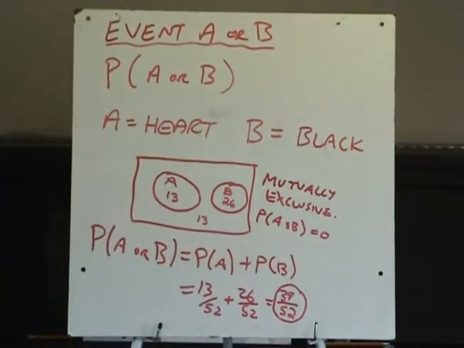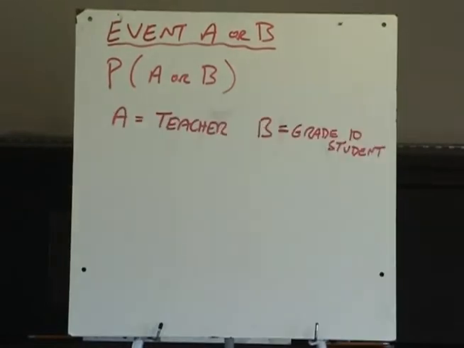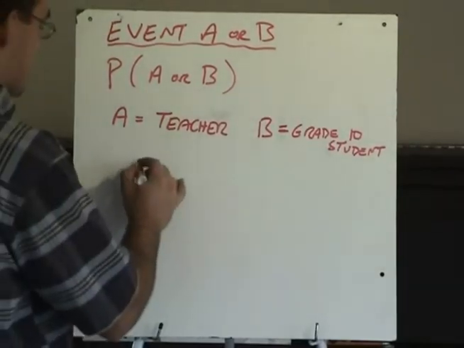Let's look at one more example that's mutually exclusive. Let's say our sample space represents all of the people that make up a school. So within a school, you would have grade 8, 9, 10, 11, 12 students. You'd have teachers, you'd have administration, you'd have secretarial staff, you'd have custodians, all the people that would be in the school. Now let's just say what would be the probability that if we randomly selected someone out of the school population that they would be either a teacher or a grade 10 student.